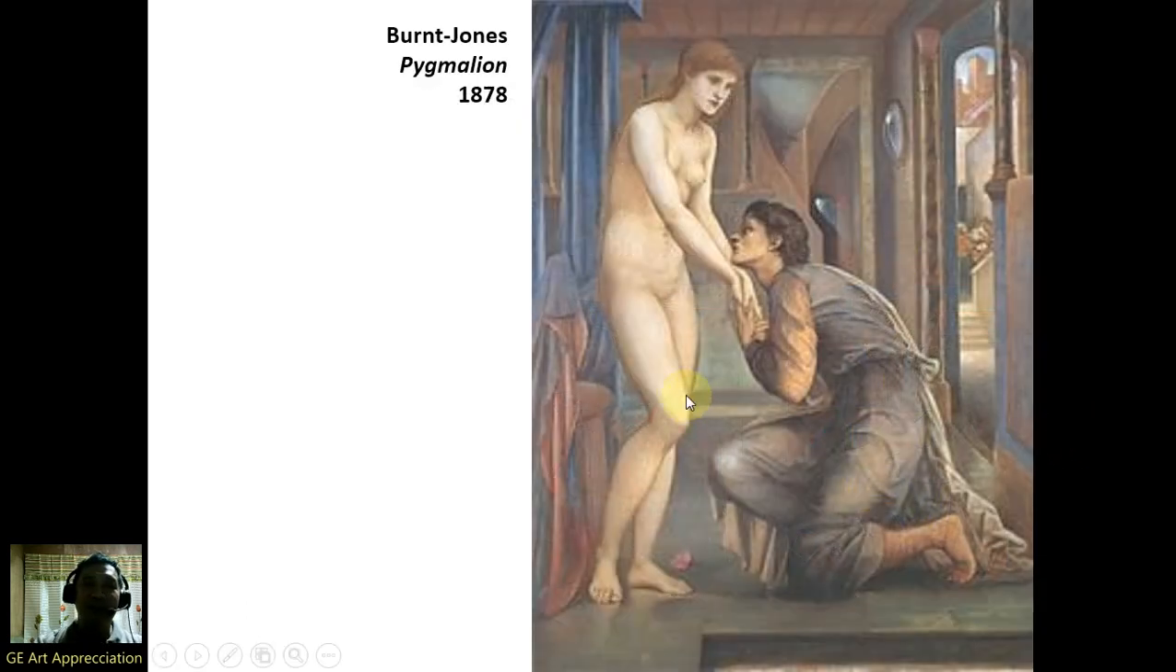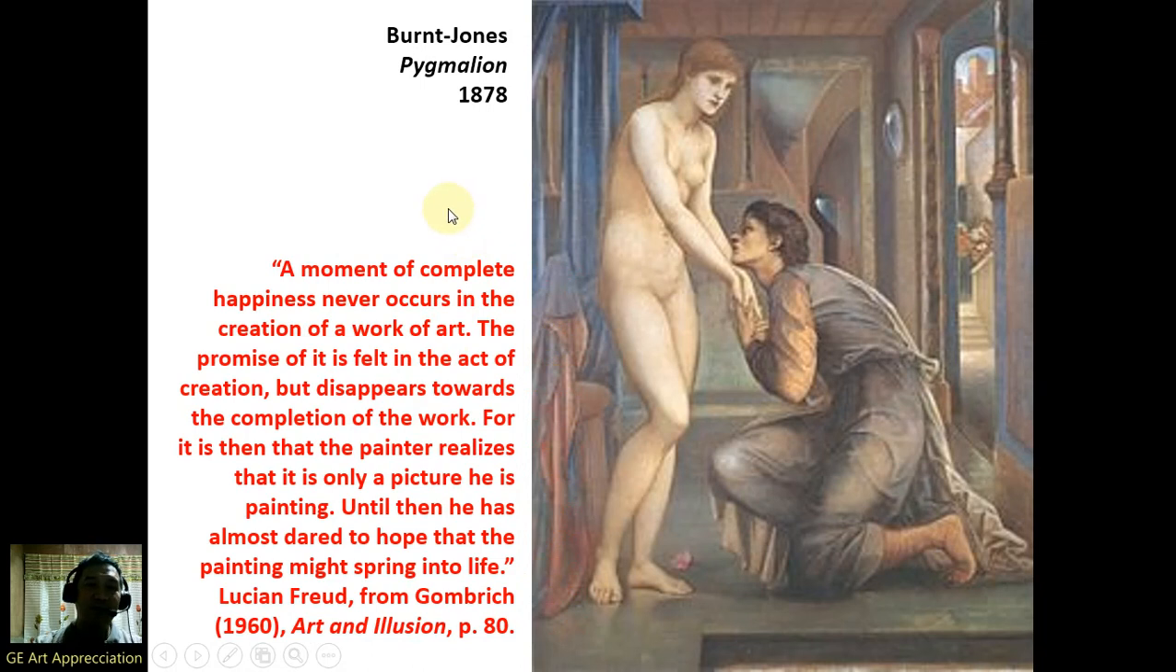Okay, this is the painting of Burne-Jones, the Pygmalion in 1878. There is a story behind. Sabi dyan, a moment of complete happiness never occurs in the creation of a work of art. The promise of it is felt in the act of creation but disappears towards the completion of the work. For it is then that the painter realizes that it is only a picture he is painting. Until then, he has almost dared to hope that the painting might spring into life. This is by Lucian Freud from Gombrich, Art and Illusion.